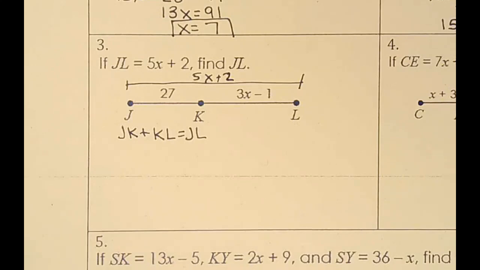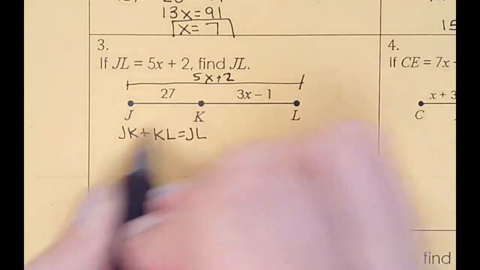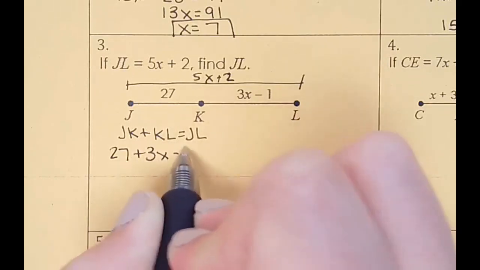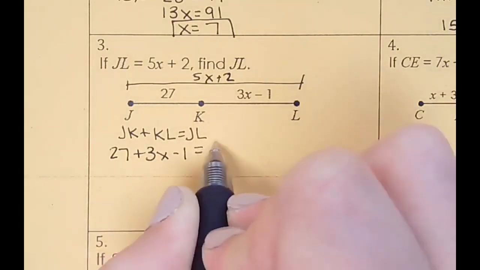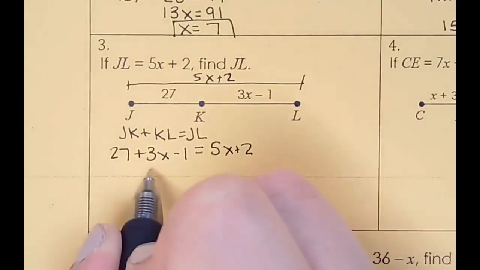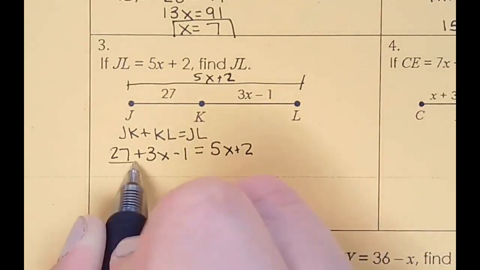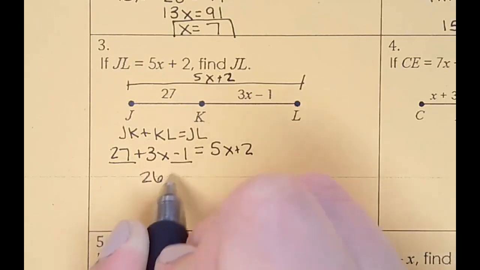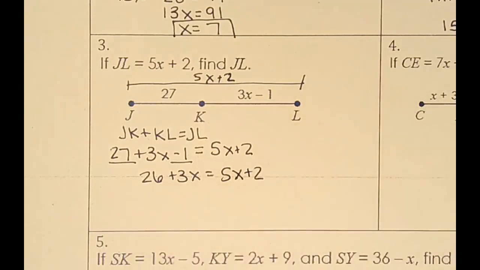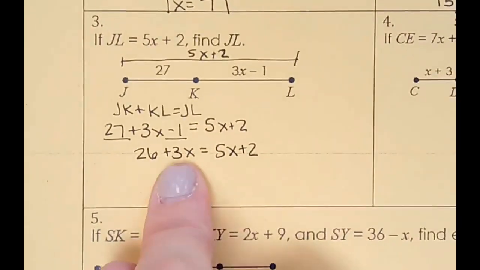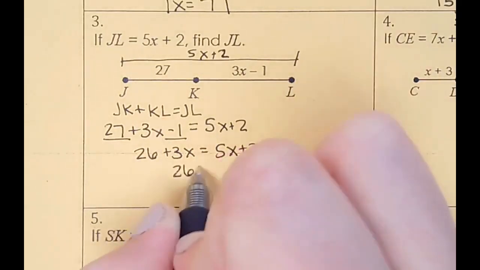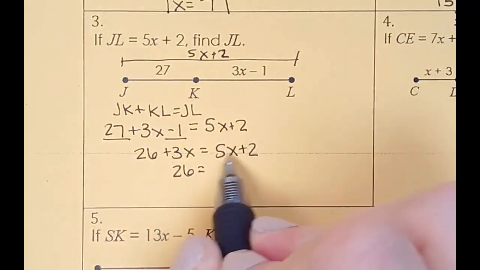So JK is 27. KL is positive 3x minus 1. This all equals 5x plus 2. Combine your like terms. So 27 minus 1 is 26 plus 3x equals 5x plus 2. Move our 3x to the right. We do that through subtraction. So we have 26 equals 5x minus 3x is 2x. Drop down the plus 2.